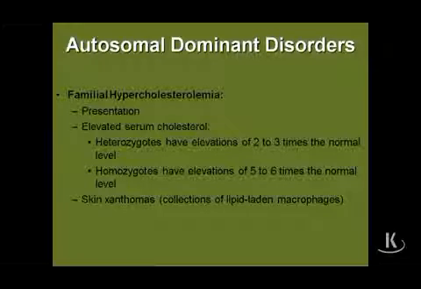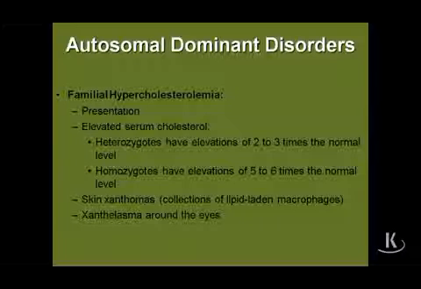Skin xanthomas. They're going to be yellow collections of lipid-laden or foamy macrophages in the dermis of the skin, especially visible around thin areas of skin like around your eyelids, for example. You can see it around the eyes as these xanthomas, xanthelasma.